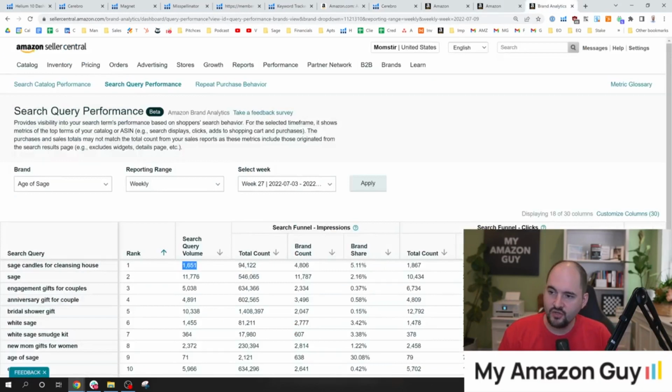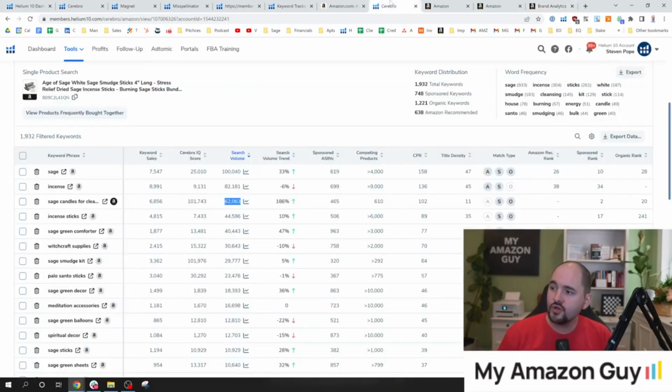This data in the search query performance report inside of Seller Central is directly from Amazon. We believe these numbers to be the Bible, directly accurate. So when you're doing your keyword product research, you're going to want to take these numbers as gospel. However, when you're starting a new product, you won't have access to these. So you should definitely consider using these as the baseline as you get started.